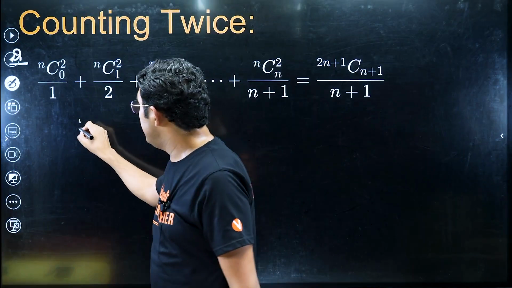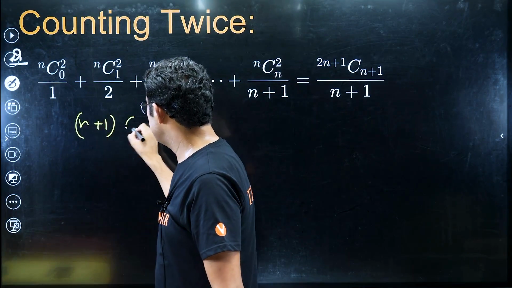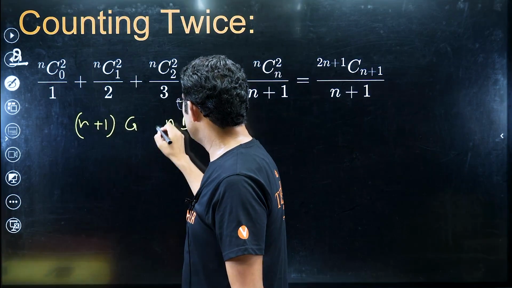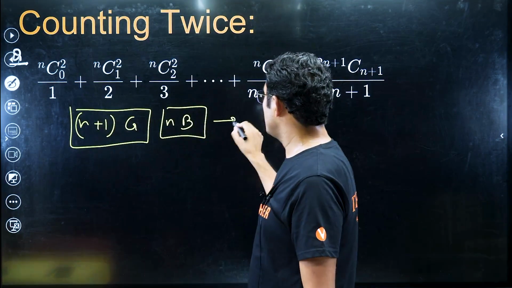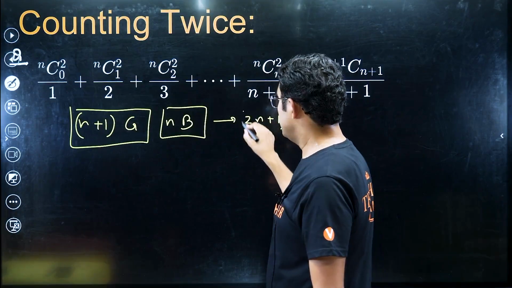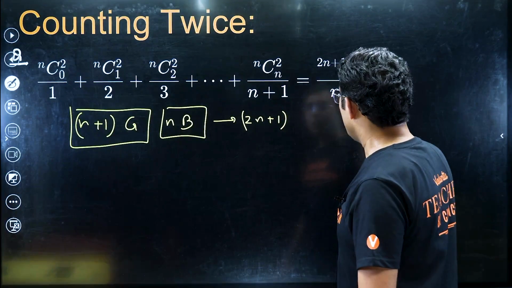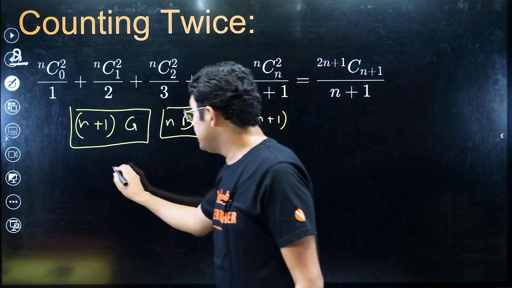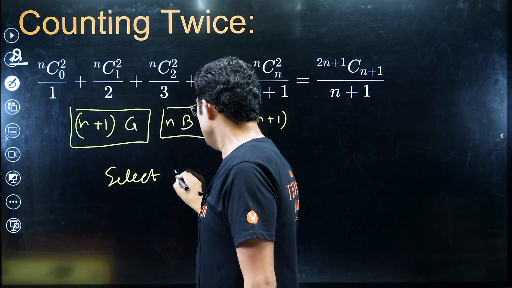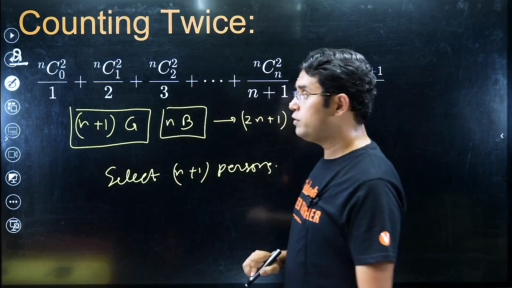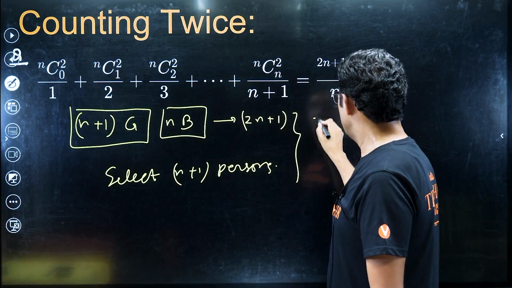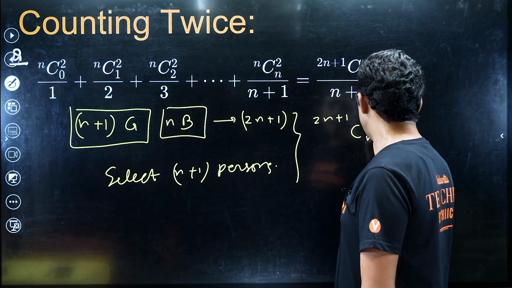I'll go with that, let's say n plus 1 girls and n boys. So n plus 1 girls and n boys, so total there are 2n plus 1 persons. Now out of 2n plus 1 persons, select n plus 1 persons, and that will be done in how many ways? 2n plus 1 C n plus 1.